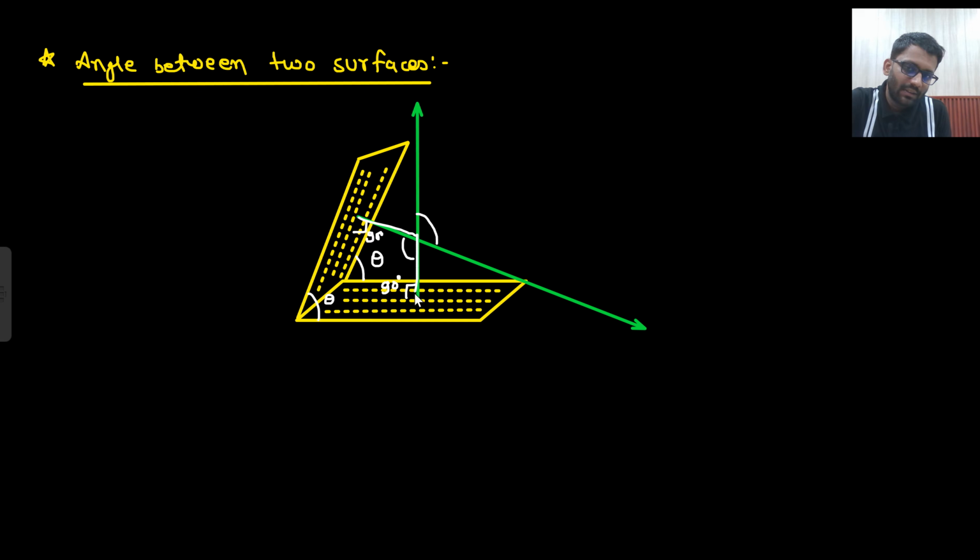So what will this angle be? This is a quadrilateral, right? So 90, 90, and this is theta. So this angle would have been 180 minus theta. This angle is 90, this angle is 90, this angle is theta, so this angle would have been 180 minus theta. All these angles are theta only. Basically, the angle between two planes is theta. So if I find the angle between two vectors, I will get 180 minus theta.